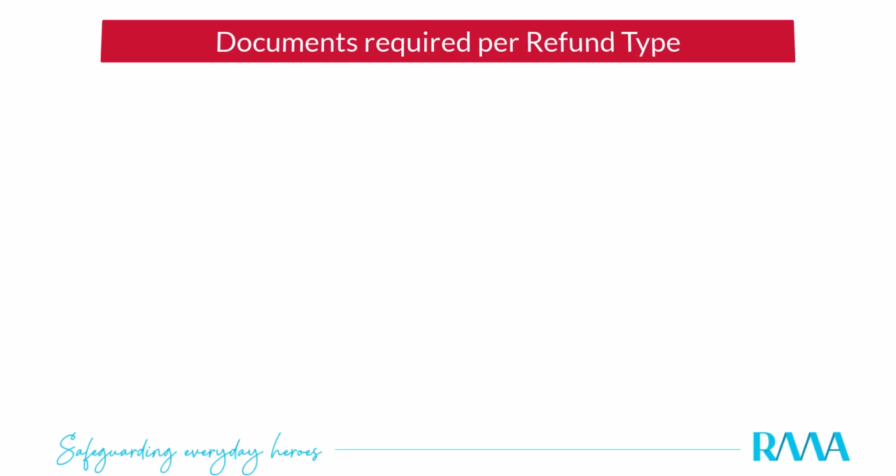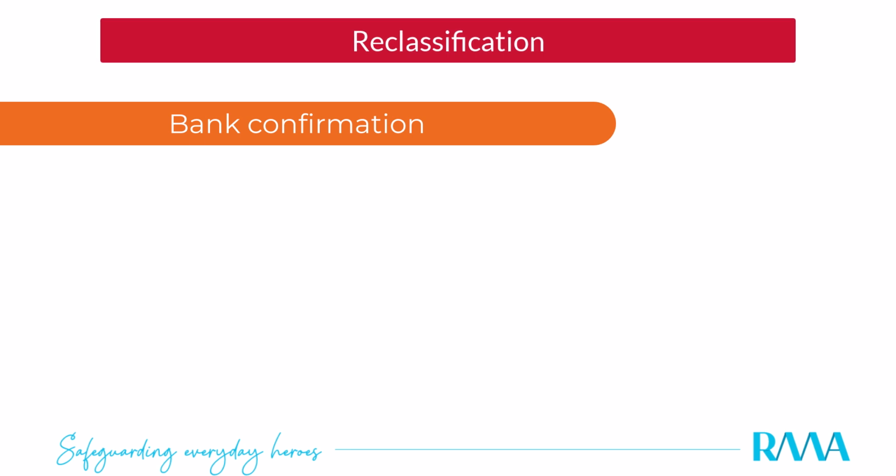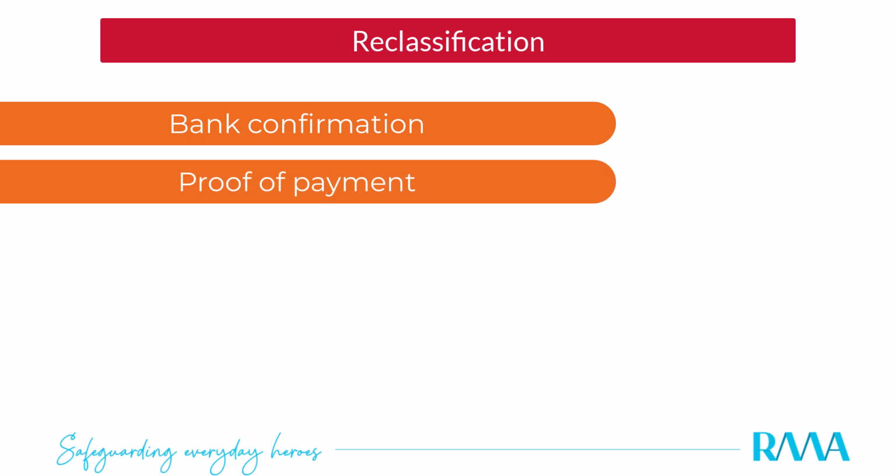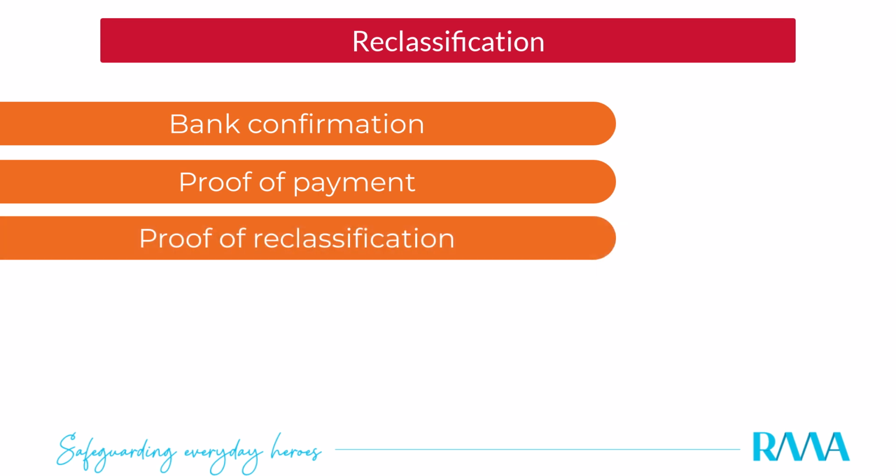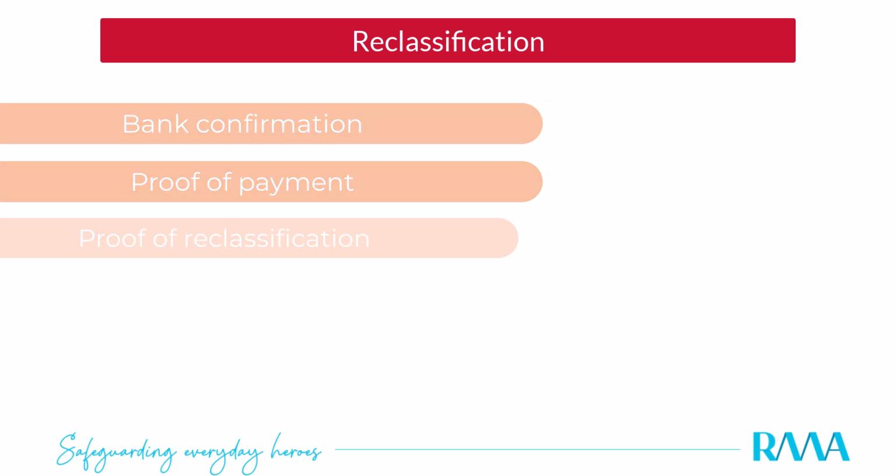For each type of refund, there are primary documents required. If a refund relates to a reclassification, you need to upload a bank confirmation letter with the bank stamp that is not older than 3 months, a proof of payments made to RMA to ensure that the refund is not more than what was paid to RMA, and lastly, a proof of reclassification.